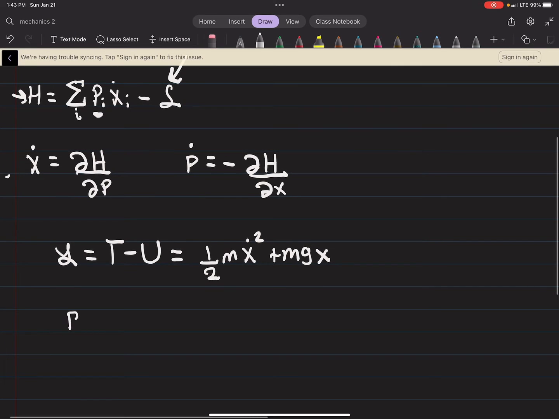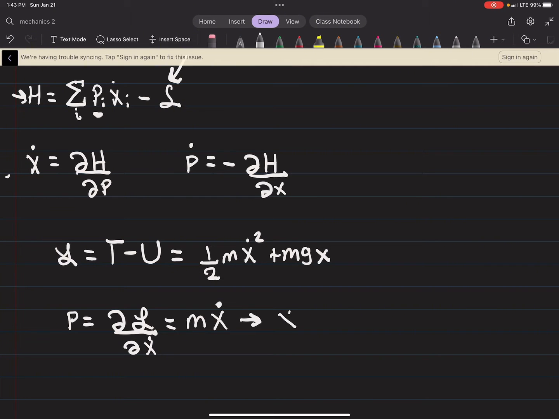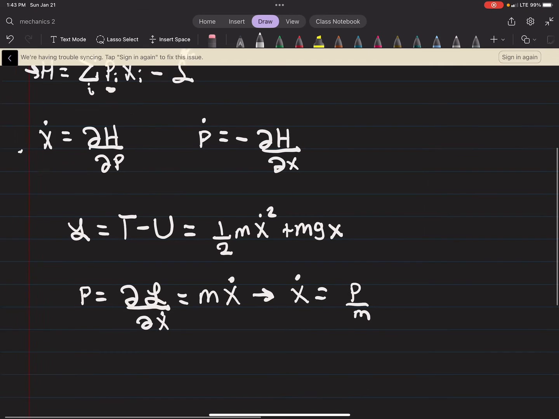Your generalized momentum is the derivative of your Lagrangian with respect to x dot. So that's pretty simple, just power rule, m x dot. From here, you can define x dot as p over m, dividing both sides by m. Okay, so that's good.